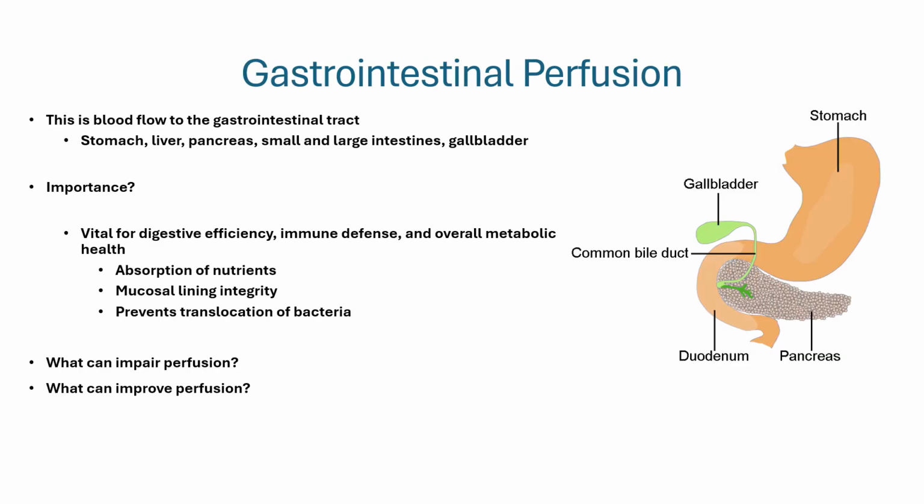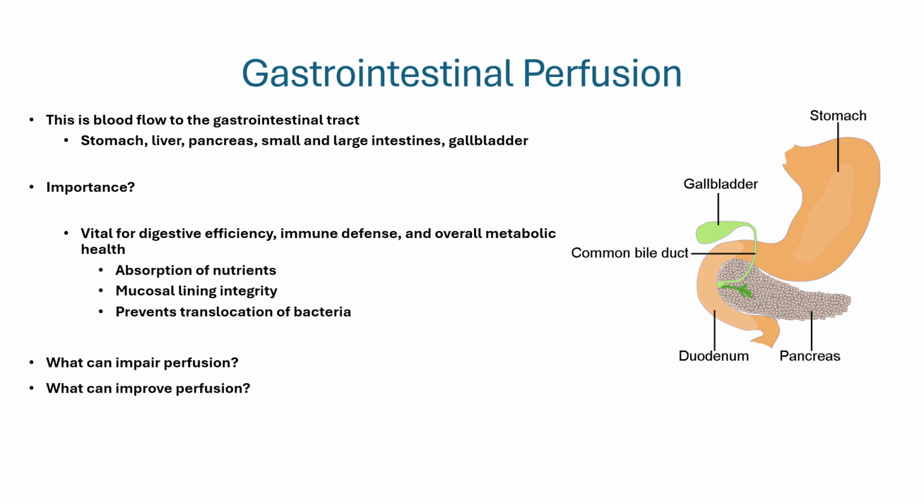Gastrointestinal perfusion, blood flow to the GI tract. Your GI tract is your stomach, your liver, your pancreas, small and large intestines, and your gallbladder. The importance of good perfusion is for good peristalsis, for your GI system, overall metabolic health. Of course, the stomach and our colon absorb nutrients. We also have mucosal lining integrity.